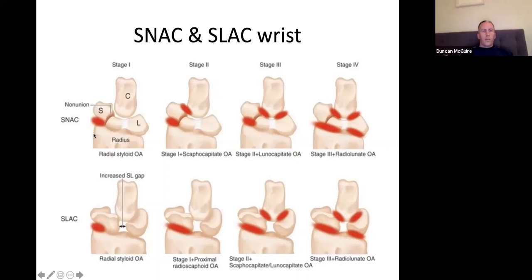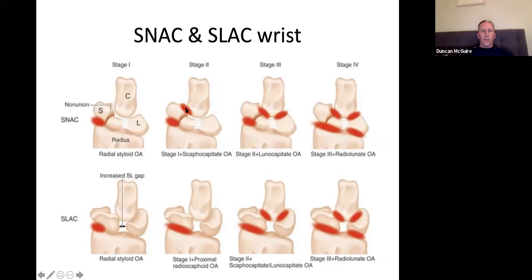Okay, so with SNAC wrist, SNAC 1 and SLAC 1 are pretty much the same, and SLAC 4 and SNAC 4 are pretty much the same. The difference comes in stage 2 and 3. So with SNAC stage 1, the arthritis develops between the distal scaphoid and the radial styloid. And in SLAC wrist, again, it's the distal scaphoid and the radial styloid. With stage 2, it becomes a bit different.